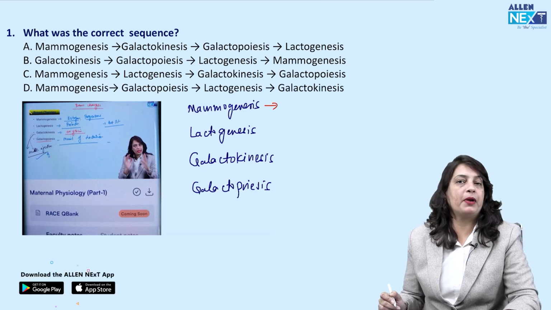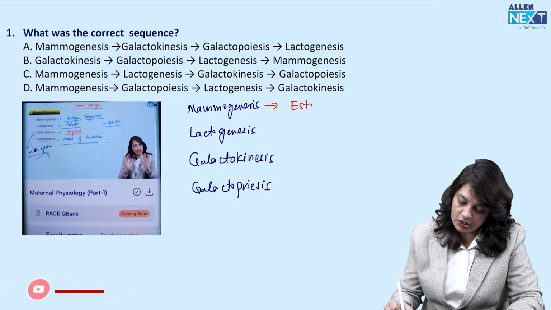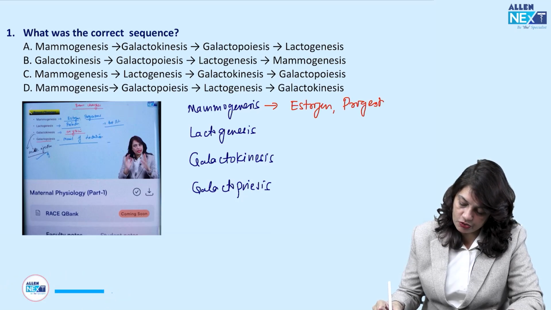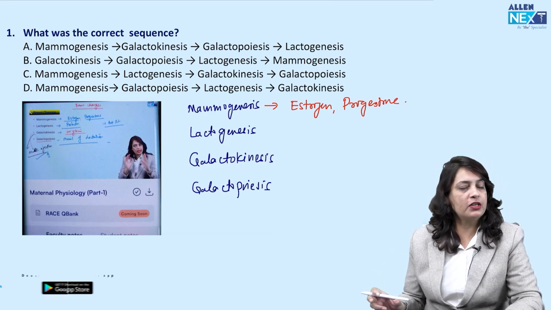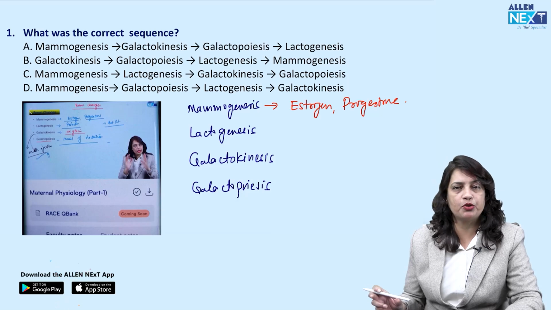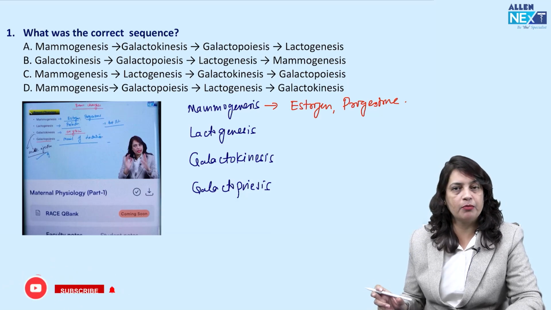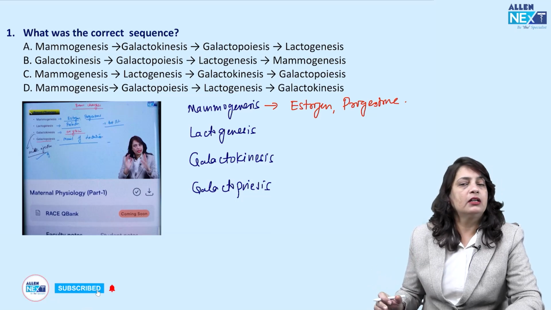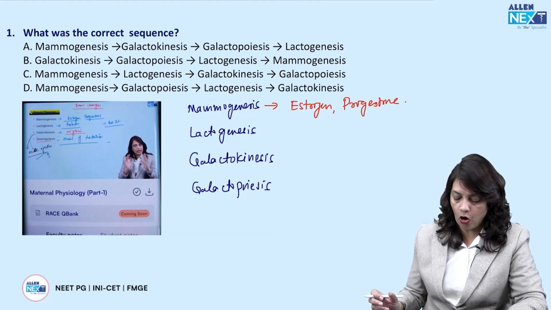Mammogenesis means preparation of the mammary gland for milk secretion. This is majorly done by two hormones, estrogen and progesterone. It prepares the breast for milk secretion, and for the first trimester of pregnancy, estrogen and progesterone are secreted by the corpus luteum of the ovary. After that, the full-fledged placenta takes over the function and starts secreting the hormones.